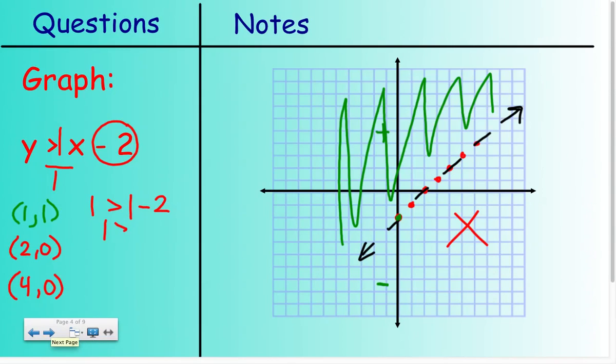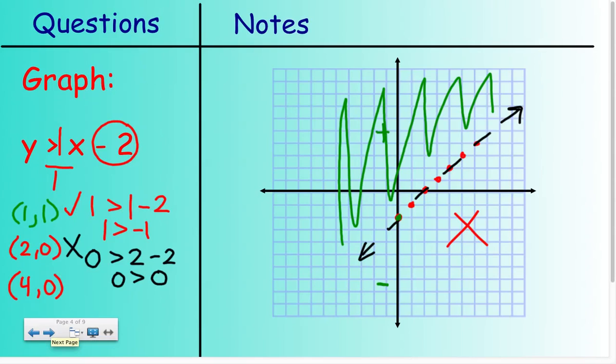So then 1 is greater than 1 minus 2, which is negative 1. Is 1 greater than negative 1? Yes, it is. That's correct. If I go to the next one and take 2, 0, I'm going to plug 0 in for y, 2 in for x. Is 0 greater than 0? No, it's equal to 0. So that one didn't work. So the one in the green area that I picked did work. The one on my dashed line did not work.